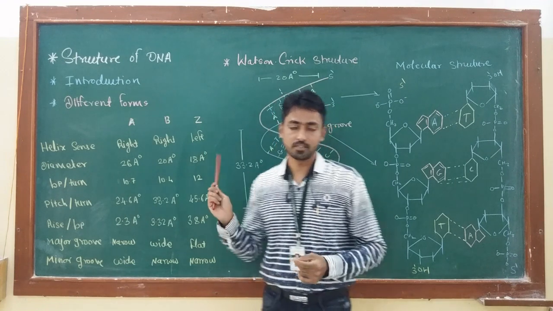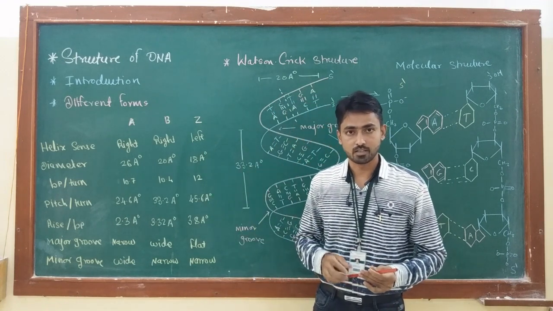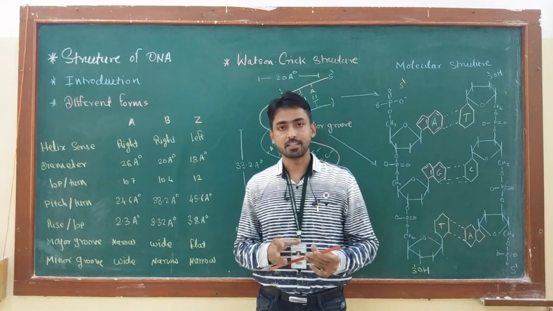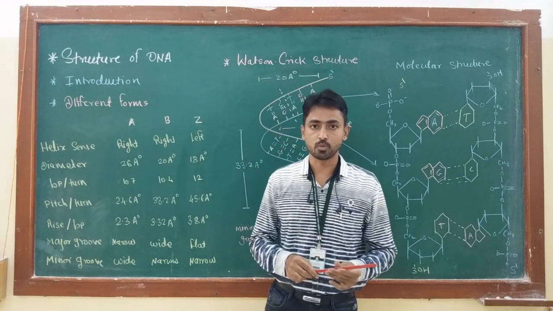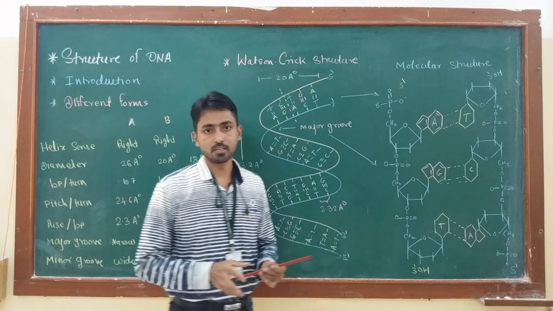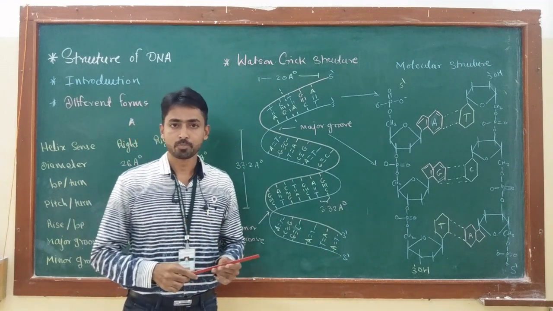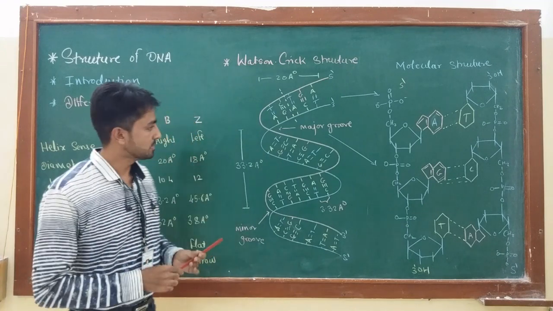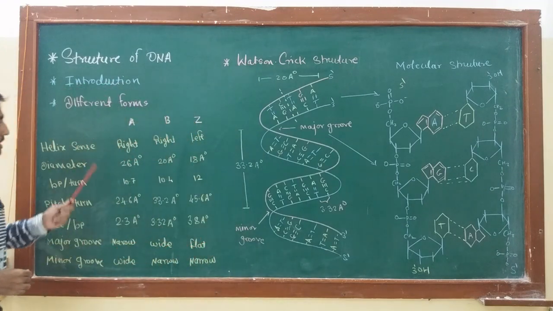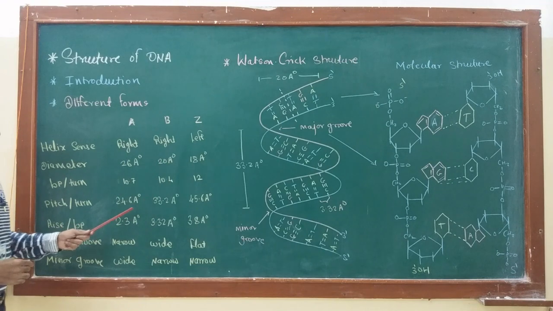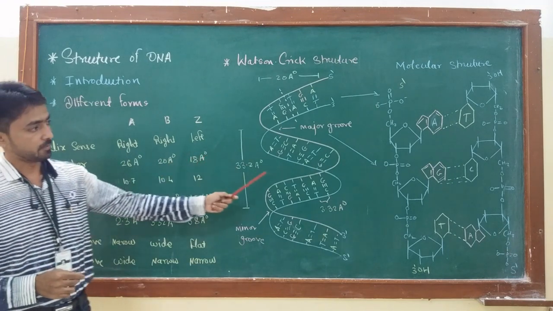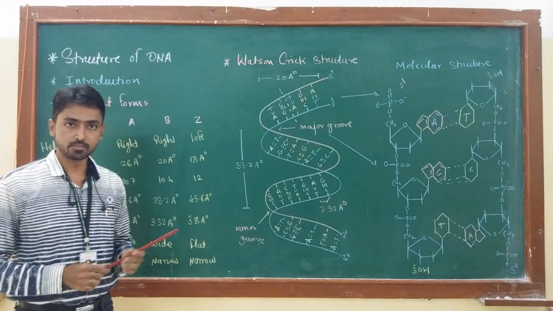For this discovery, Watson and Crick got the Nobel Prize in 1962 in medicine and physiology along with Maurice Wilkins. Unfortunately, Rosalind Franklin died due to cancer, so she is not a member of the Nobel Prize winning team. Now in this lecture I am going to discuss with you different forms of DNA, their properties, and then the structure of DNA with the molecular basis.